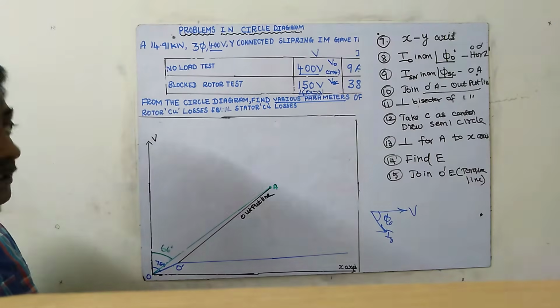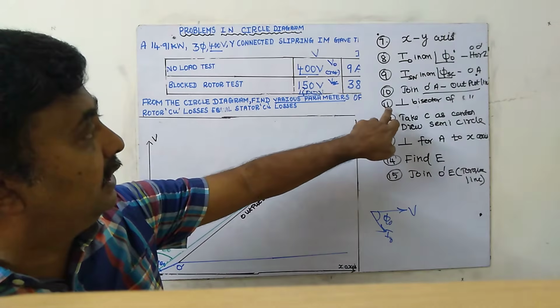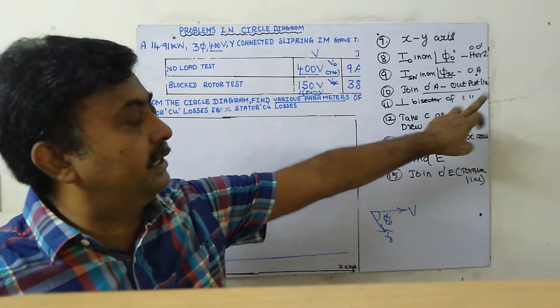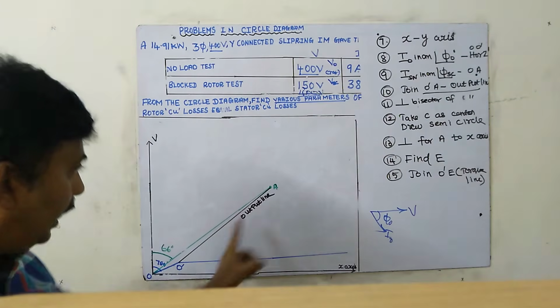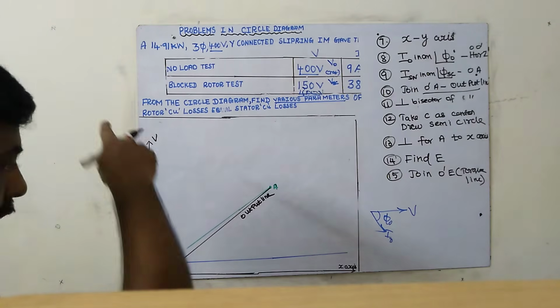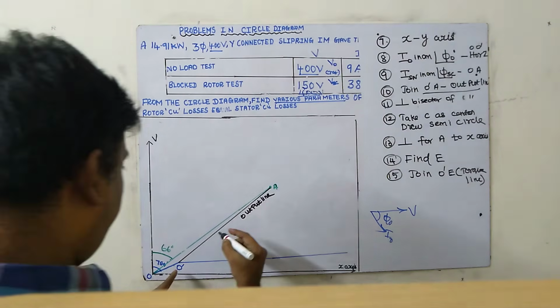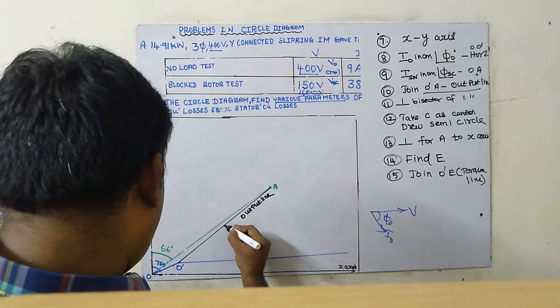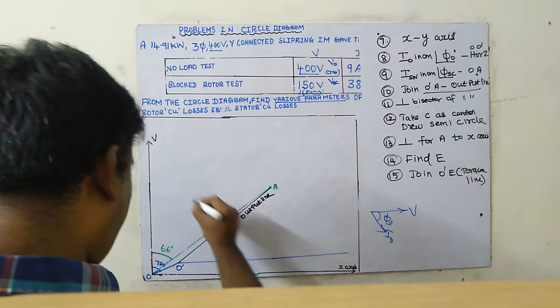Next, for this output line, draw a perpendicular bisector. That is, for O dash A, draw a perpendicular bisector. What is meant by perpendicular bisector? It will bisect exactly at 50%.